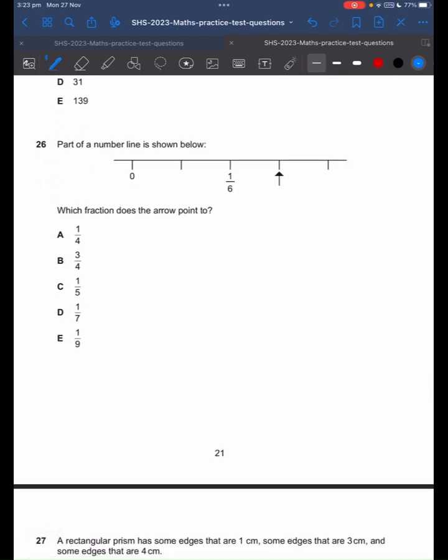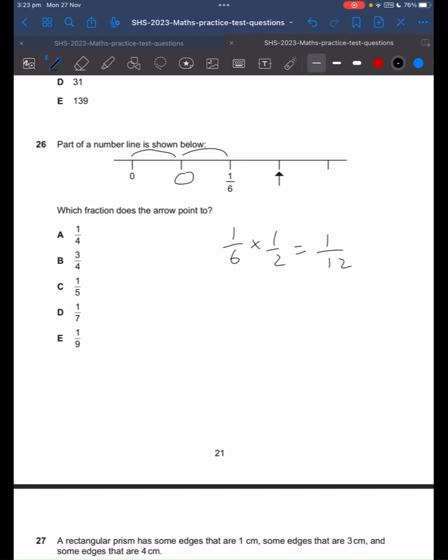Now we have a number line question. 0, blank, 1 and 6, blank, blank. Now, since these two parts are equal, we can say that this is half of 1 and 6. So how do we find half of 1 and 6? The way we can do that is by timesing it by half or dividing it by 2. Doesn't really matter. And that gives us 1 on 12.